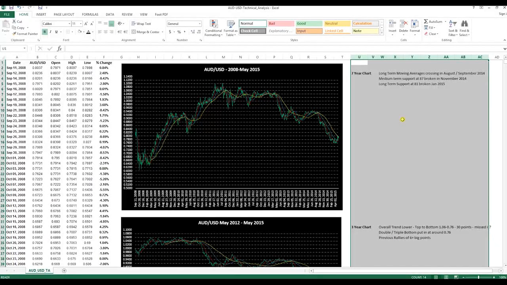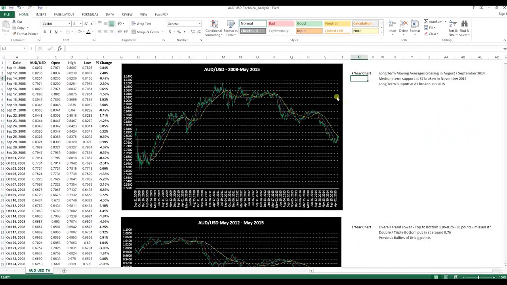So let's start with the big picture. Let's have a look at the Aussie dollar, US dollar exchange rate going back to 2008. So let's look at the 7-year chart first of all. So we're looking at this chart here. So going back to 08 all the way up to present day, and up the left-hand side, we have the value of the Aussie dollar, US dollar exchange rate.